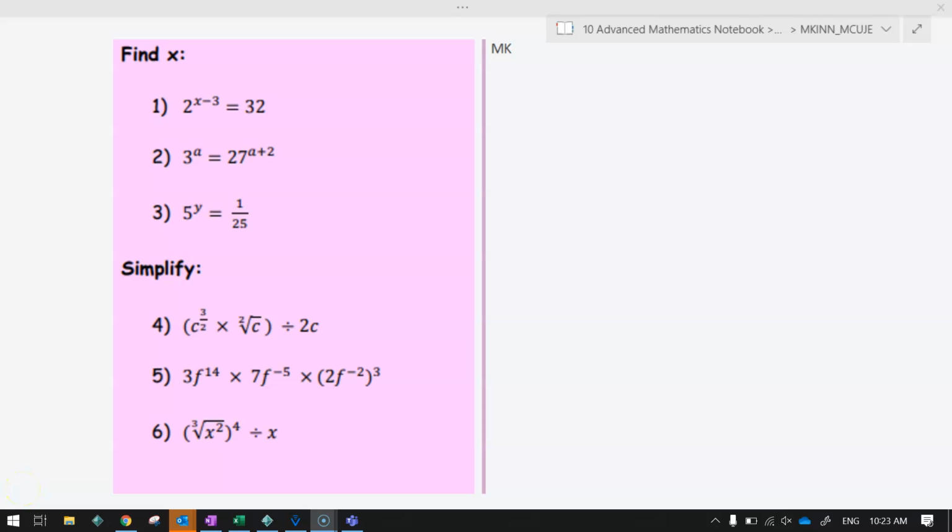Good. Alrighty, so quick review of the index laws. How would I go about doing these, making sure that we're showing our working and that we're not having too many issues? So 2 to the power of x minus 3 equals 32.